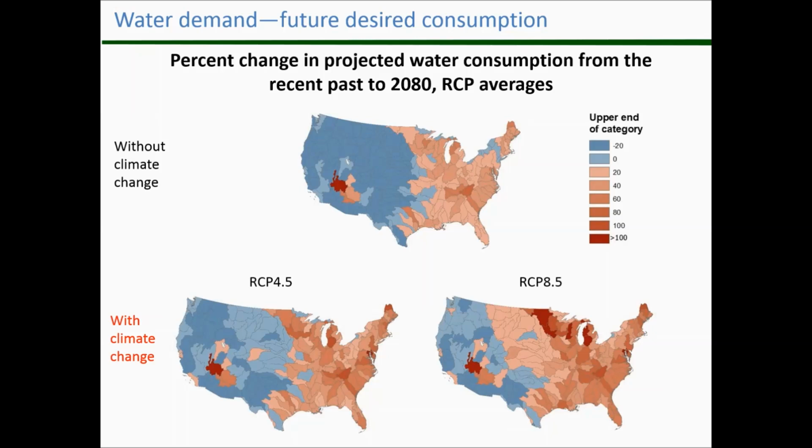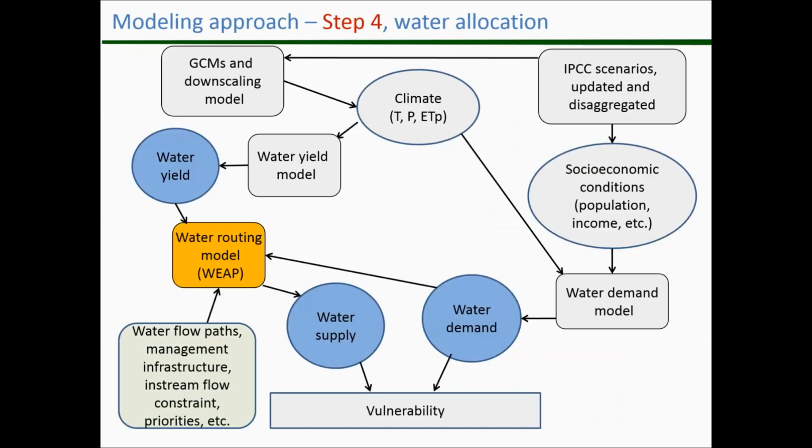These are our RCP averages across the 7 GCMs in each case. So step 4 is water allocation, where we take water yield, water demand, and enter those quantities into a water routing model. We use the WEEP model to simulate water allocation.